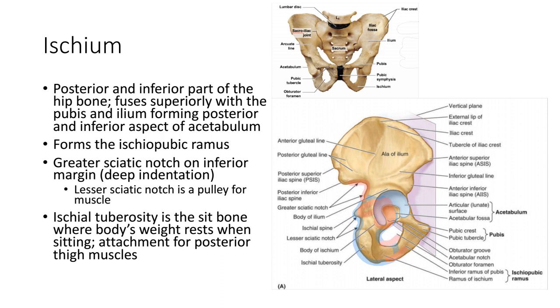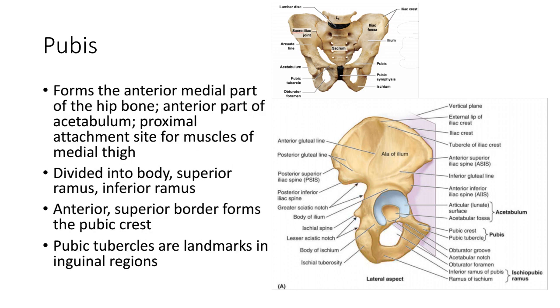The lesser sciatic notch is inferior to that, and that's used as a pulley for a muscle or for muscles. The ischial tuberosity is the sit bone, where the body's weight rests when you're sitting, and it's also an attachment for the thigh muscles. The pubis forms the anterior medial part of the hip bone.